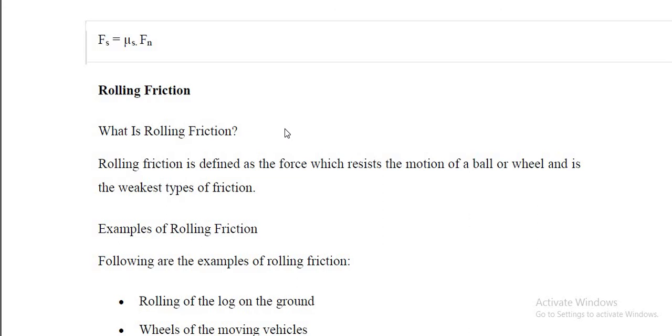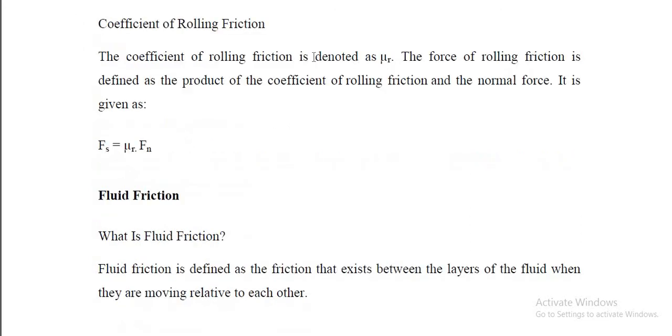Then rolling friction: what is rolling friction? Rolling friction can be defined as the force which resists the motion of a body when a ball or wheel is moving, and it is the weakest type of friction among all the frictions, like the wheels of moving vehicles. These are some examples of rolling friction. The coefficient of rolling friction is denoted by mu r. The force is the product of the coefficient of rolling friction and the normal force: Fs equals mu r into Fn. So these are the three: static friction, sliding friction, and rolling friction.